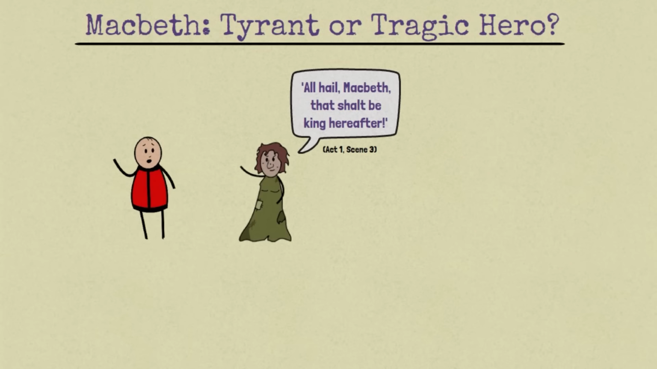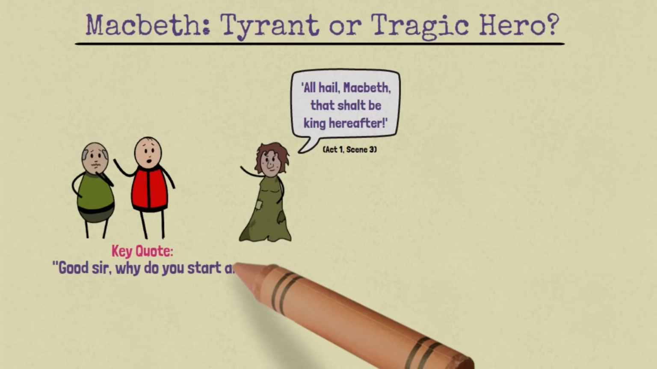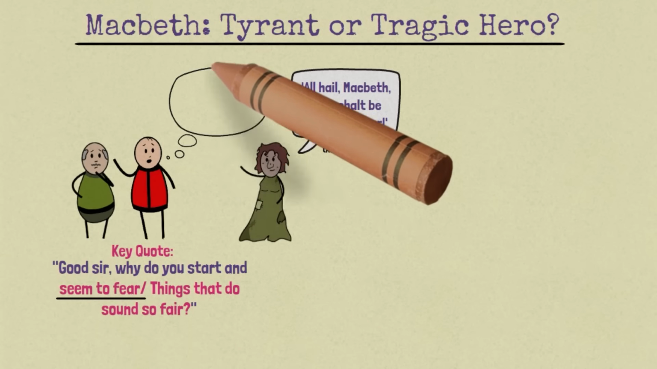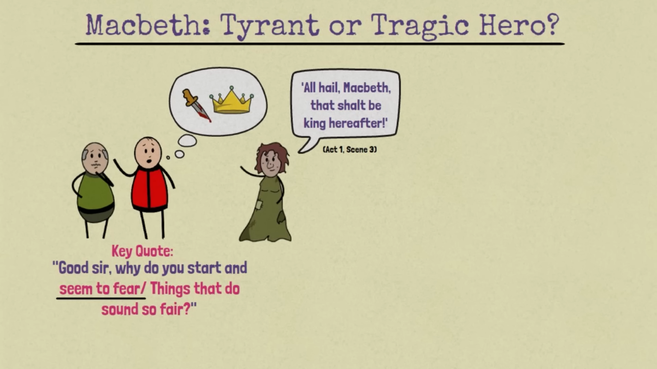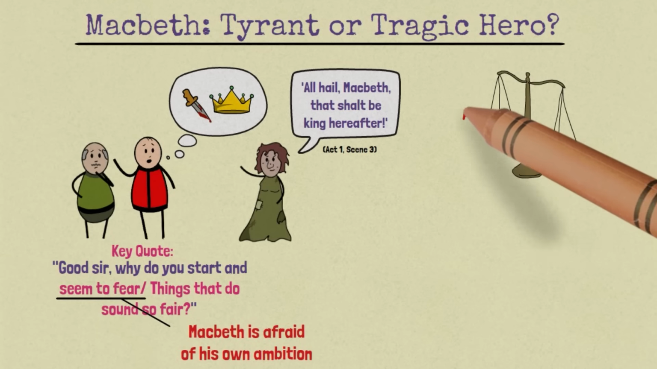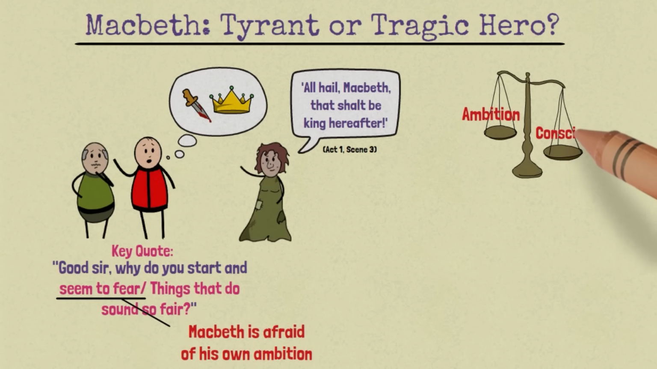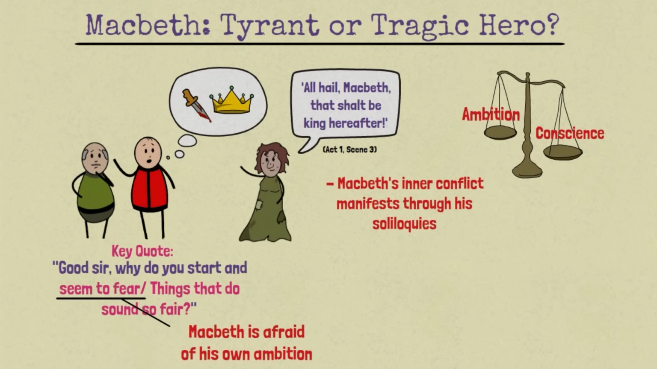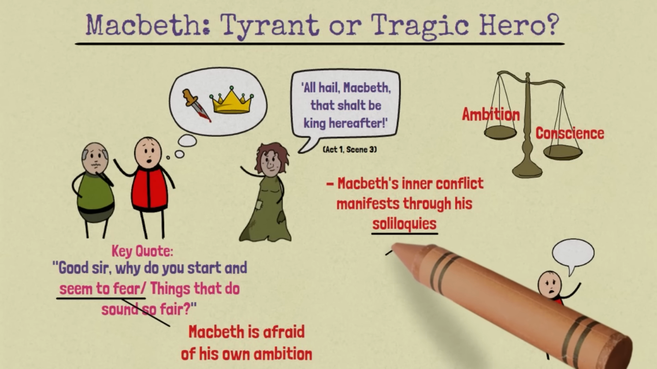Instead of being happy, however, his friend Banquo says that he seems to "fear" their words. And this is because their prophecy has just brought his deepest, darkest desires to light. Macbeth is afraid of his own ambition, and for good reason. However, his self-proclaimed "vaulting ambition" is balanced at first by his pesky conscience, which sets off a massive inner conflict that is visible to the audience through his many soliloquies.